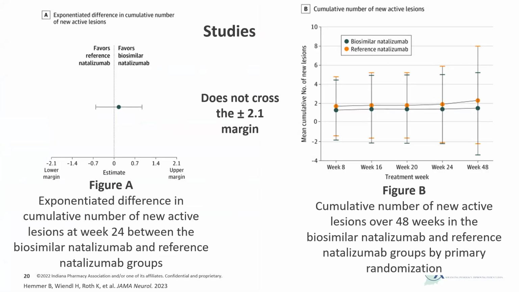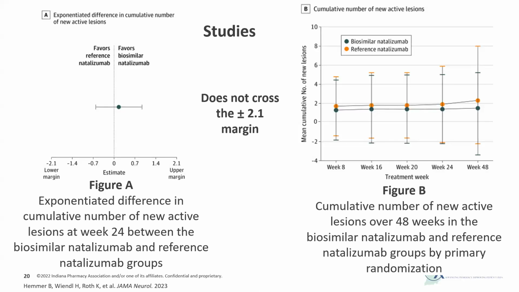But anyway, with this example, we mainly need to address figure A, where the confidence interval does not cross the lower margin of -2.1 or the upper margin of positive 2.1. So the big takeaway here is that the reference biologic product and biosimilar product are similar enough. I would consider the last slide that we just looked at, we looked at pharmacokinetic data with Cmax and AUC, and then this one appears to be more pharmacodynamic data because we're looking at new active lesions, something clinical that's happening in the patient.